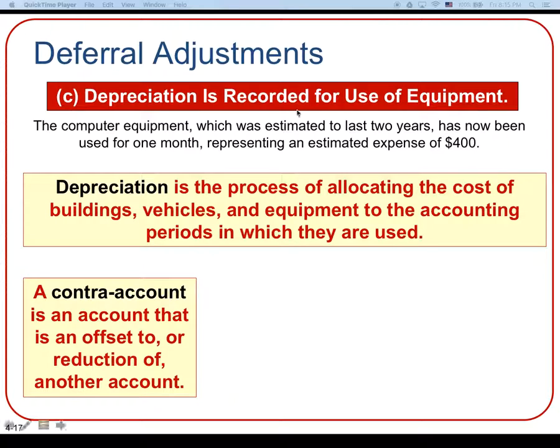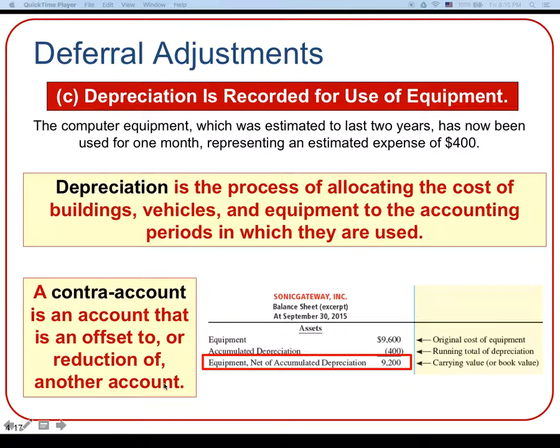So there is a contra asset account that's offsetting or a reduction of another account. That's called accumulated depreciation. Accumulated depreciation is a contra asset account. So it looks like this in the balance sheet. You have equipment, that's your capital asset account. Then underneath it, you have this accumulated depreciation account, which is a contra asset account. This is a reduction to your asset account. So then you have a net equipment, what we call book balance, right?